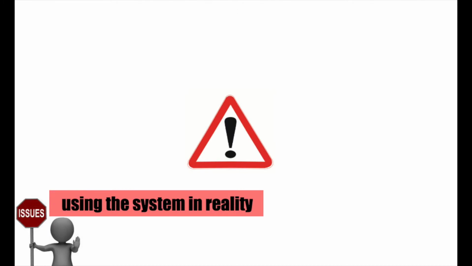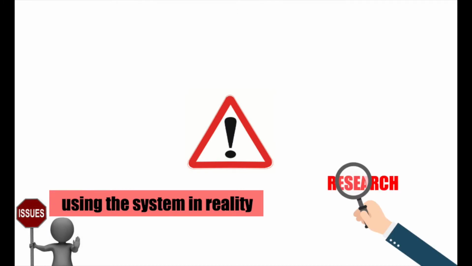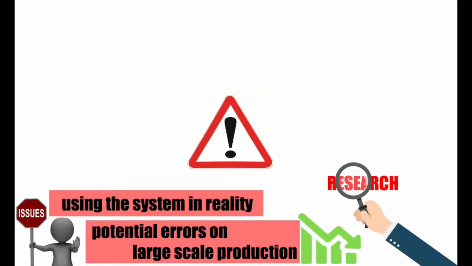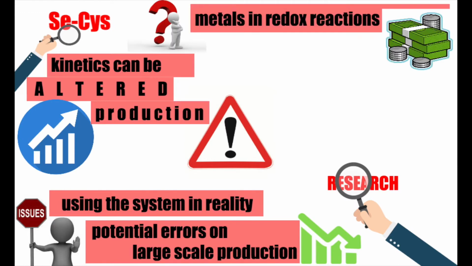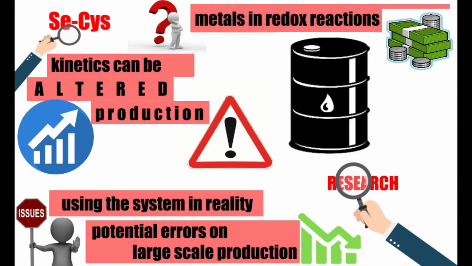However, currently there are some issues about using this system in reality, so more research is needed in order to reduce potential errors on large-scale production. The selenocysteine group found in the protein molecule needs deeper examination so the kinetics can be altered to increase production. There are also costing implications to consider, as the metals required in redox reactions are expensive. Finally, there is the problem of storing pure hydrogen due to its volumetric density, which will need to be overcome.